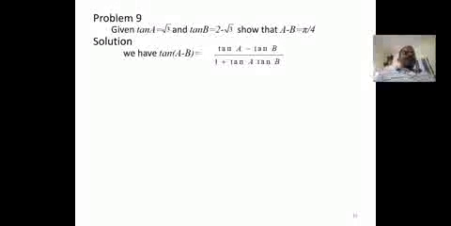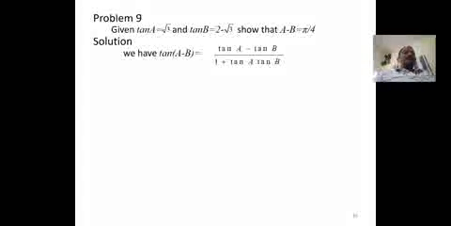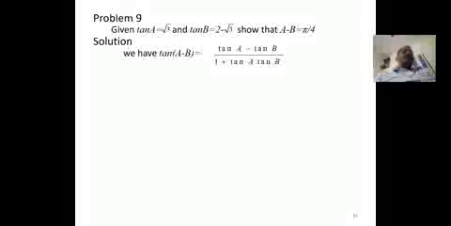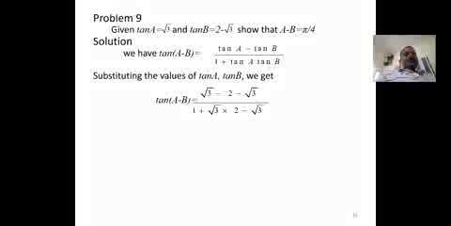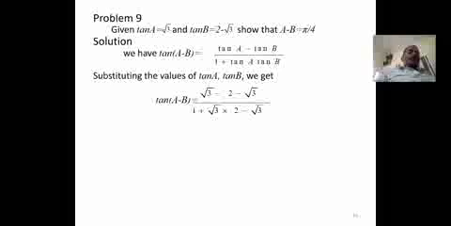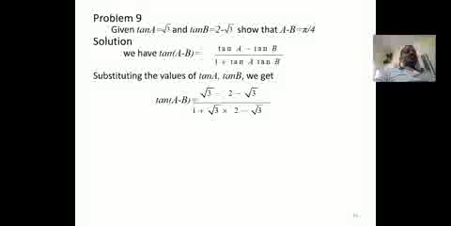And the next one also has a small change, that is the A minus B formula. It is given that tan A equal to root 3 and tan B equal to 2 minus root 3. Show that A minus B equal to pi by 4. We have a formula that tan of A minus B equal to (tan A minus tan B) by (1 plus tan A tan B). Just replace the values of tan A equal to root 3 and tan B equal to 2 minus root 3. Tan of A minus B equal to (root 3 minus (2 minus root 3)) whole divided by (1 plus root 3 into (2 minus root 3)). Actually, I forgot to put the bracket here.